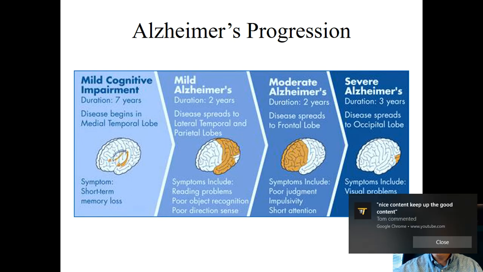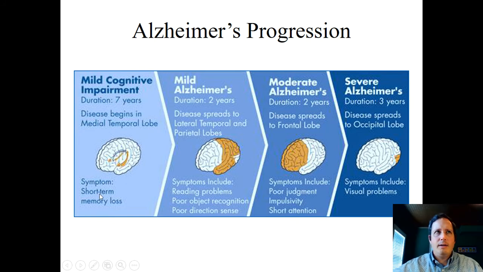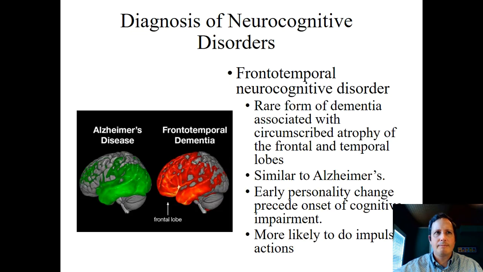So what we're going to go into next here is the diagnosis of a different disorder, not Alzheimer's, but it does resemble it in many ways. So this is what we call frontotemporal neurocognitive disorder. Doesn't exactly roll across the tongue there. It is a rare form. So whereas Alzheimer's is quite common, we don't see this frontotemporal neurocognitive disorder very often.